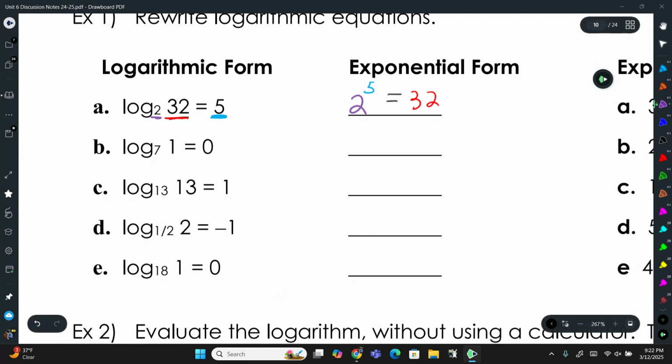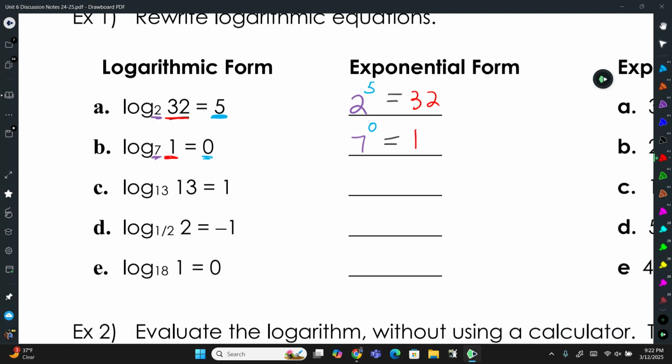All right. Then we have log base 7 of 1 equals 0. So our base is 7. Our exponent is 0. And that will equal this other number, 1. And that's also true. Anything to the 0 power is 1. Right, next one we have log base 13 of 13 equals 1, so 13 raised to the first power equals the other number here, 13. Okay, that is also true. 13 to the first power is 13.